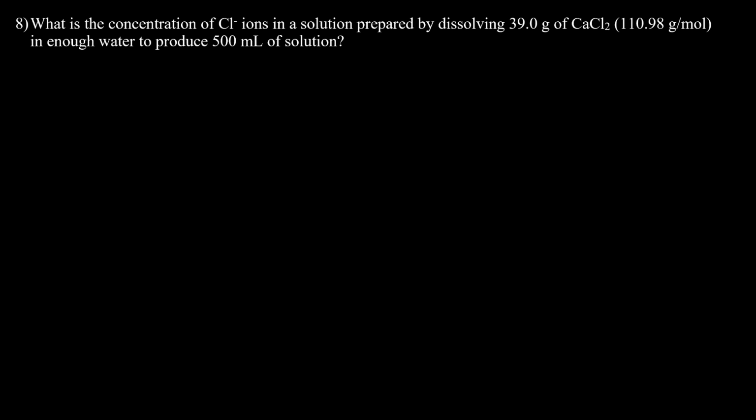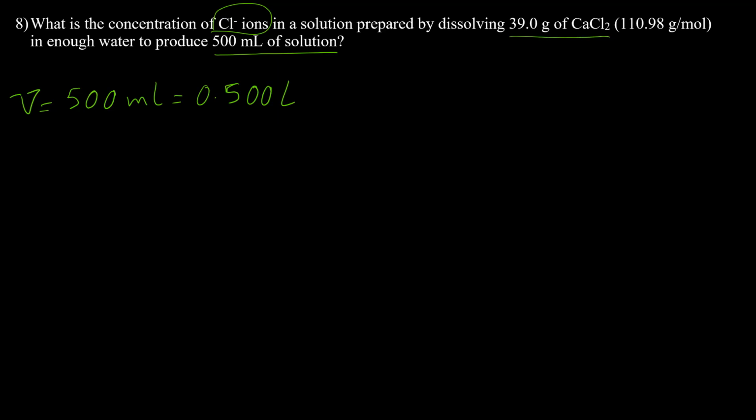And here is the last example. What is the concentration of chloride ion in a solution prepared by dissolving 39 gram calcium chloride in enough water to produce 500 milliliter of solution? So we have the volume of solution, 500 milliliter or 0.500 liter.